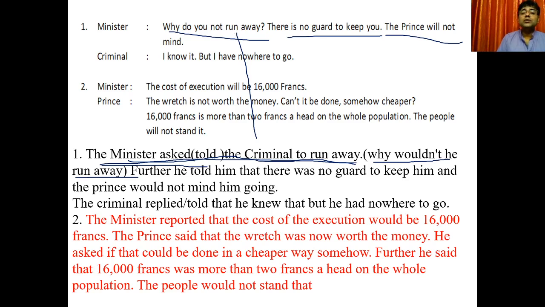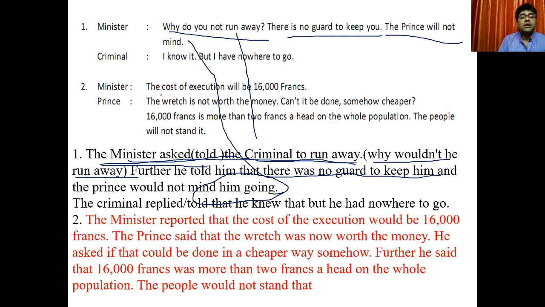Okay, then it continues. There was no guard to keep you. Further, he told him that there was no guard to keep him, and the prince would not mind him going. The prince will not mind. What will not mind? Will not mind him going. You see, once again, I have added the sense here, which was not there in the given part. But when you change into indirect speech, the sense has to be complete. Remember this.